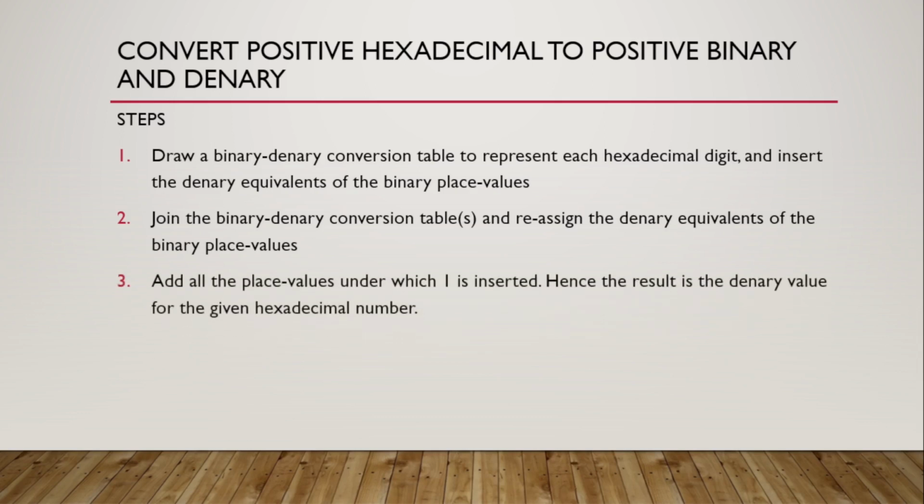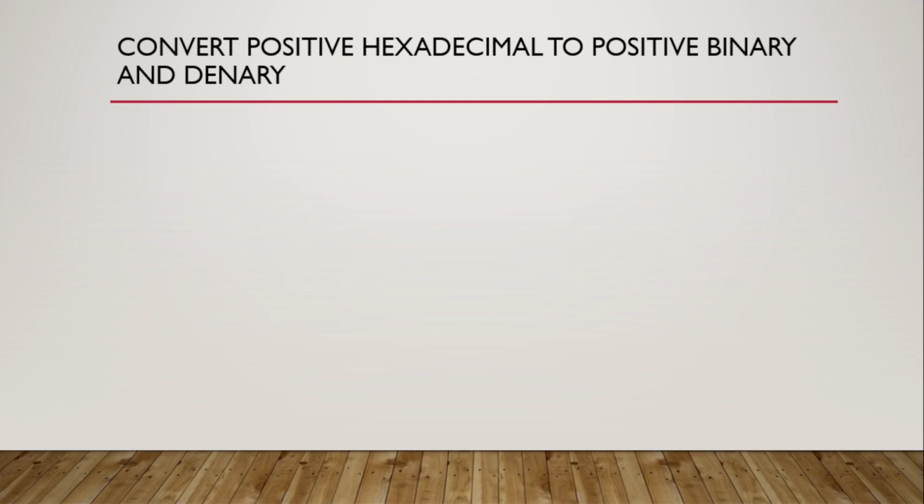In a jiffy, we shall illustrate how this works using an example. And the last step is to add all the place values under which one is inserted, hence we get the result we're looking for. Now let's take an example. We have to convert the hexadecimal number CD to a denary number. Recall that each hexadecimal digit corresponds to 4 bits. So we start by getting the equivalents of each of these hexadecimal digits.